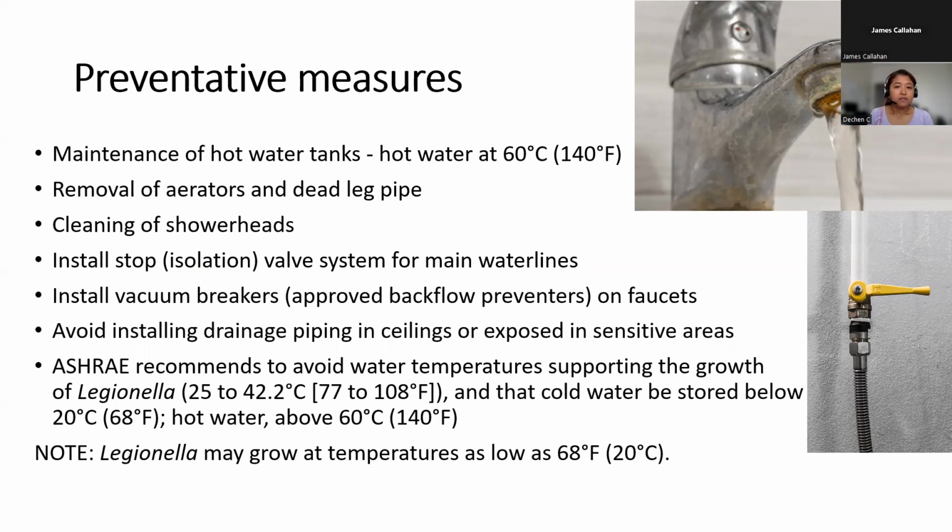Installing stop valves for each fixture and in the main water lines will allow a portion of the water system to be repaired without disrupting the remainder of the system. Installing vacuum breakers or backflow preventers on faucets will prevent potentially contaminated water from flowing back into the facility's water supply and contaminating it. Avoid installing drainage piping in ceilings or exposed in sensitive areas, as it may increase the risk of damage to ceiling and surrounding structures.